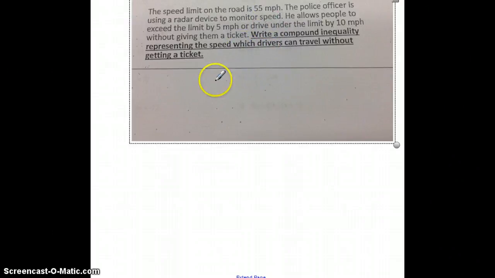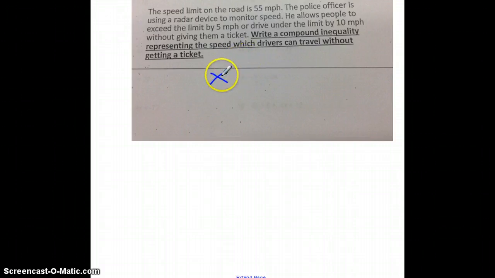So start off looking for the speed at which you can travel. Okay, that's our x. Now x can vary from 55 to be 5 greater, or it can be less, 10 below 55. 10 below or 5 above. Okay, this is our speed. This is where they're basing it off of, right?